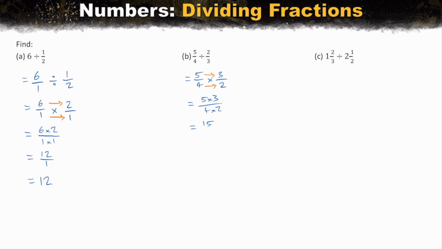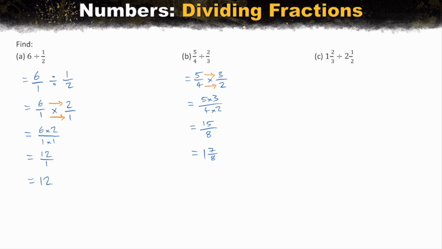5 times 3 is 15. 4 times 2 is 8. And we could leave it here because this is in simplest form in terms of an improper fraction. However, if you want it as a mixed fraction, you can see that 8 goes into 15 once and leaves 7 left over. Once again, it's up to you whether or not you do this extra step. Personally, I generally leave the answer here unless there's a reason for wanting it in mixed form.